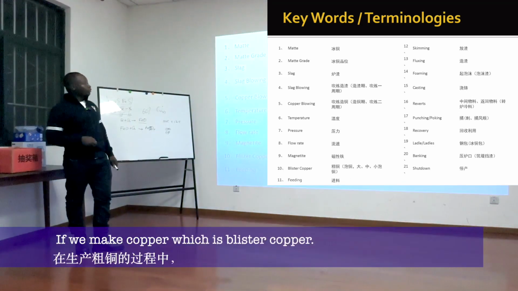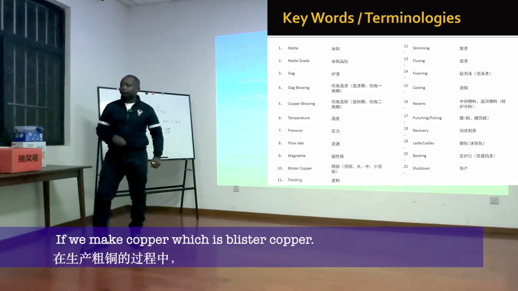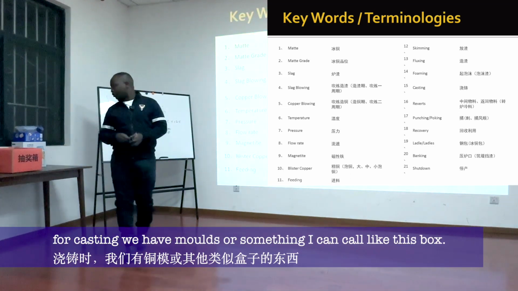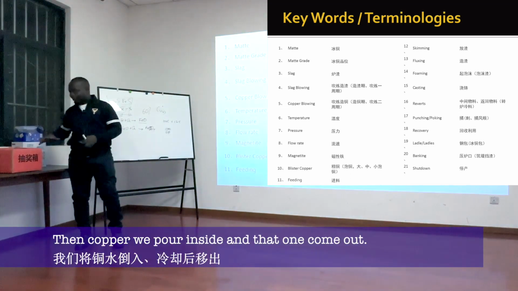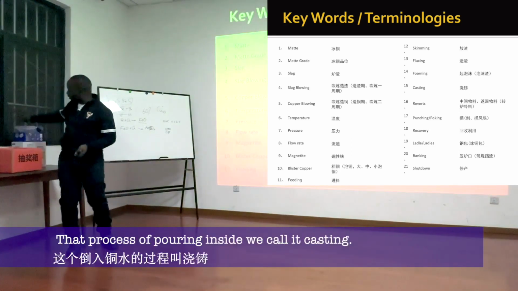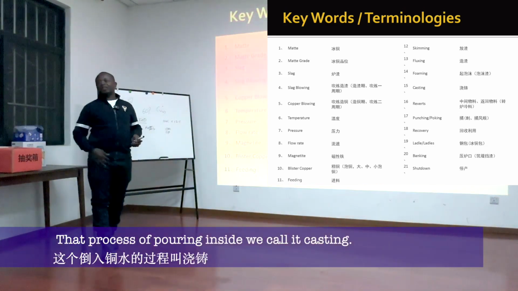Not good, this one. If we make copper, which is blister copper, there's a process we call casting. For casting, we have moulds, or something I can call a box. Then the copper we pour inside and that one comes out. That process of pouring inside, we call it casting.